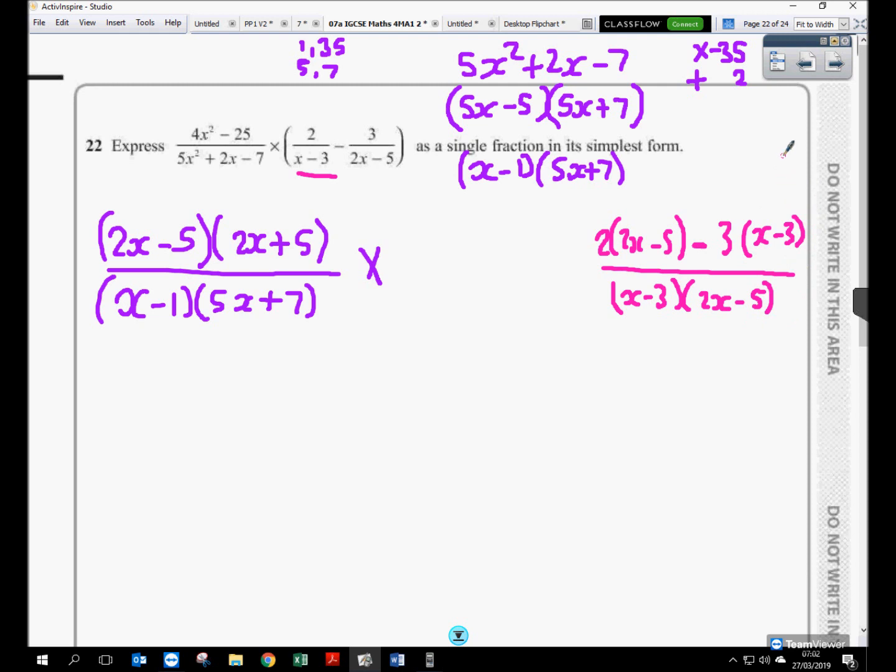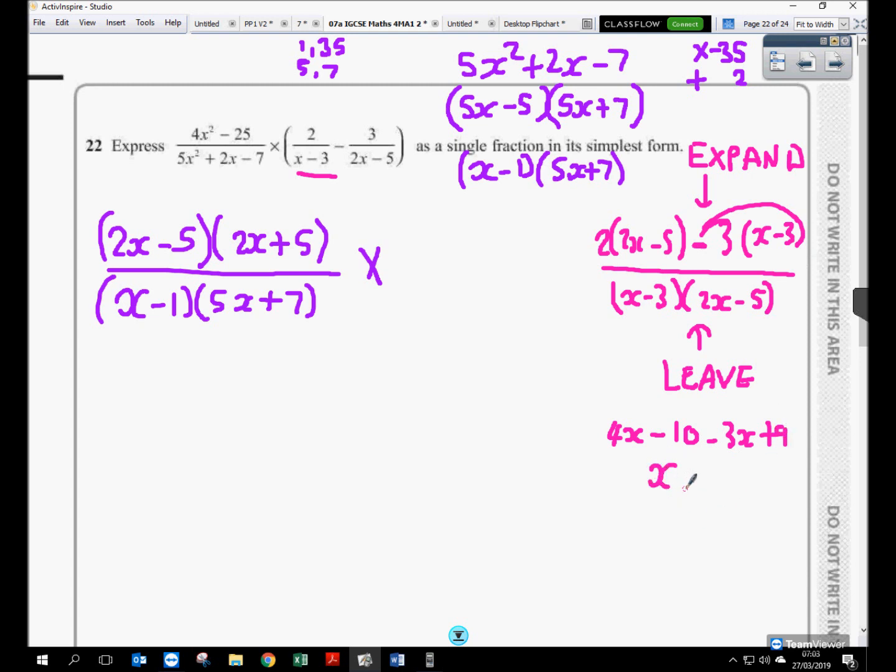Now, the rule is we expand the numerator. Expand, but we leave the denominator alone. Okay? Leave the denominator as it is. When you expand on the top, you get 4x minus 10. And then it's minus 3x. And just be careful here. Minus 3 times by minus 3, which is positive. So when you simplify your numerator, you end up with x minus 1.